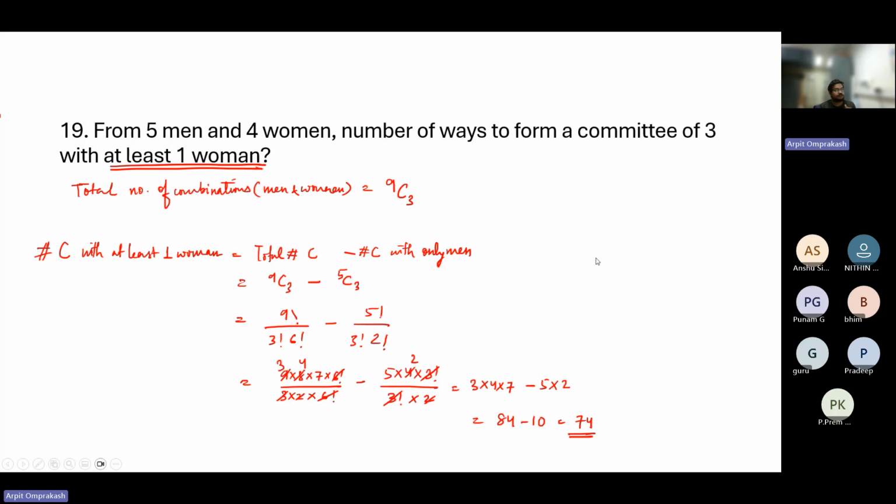So the number of committees with at least one woman will be the total number of committees minus committees with only men. Right. If you do that, you get this answer, which is 75.